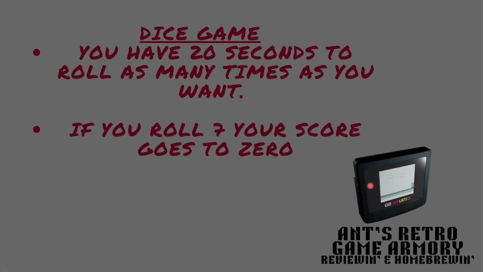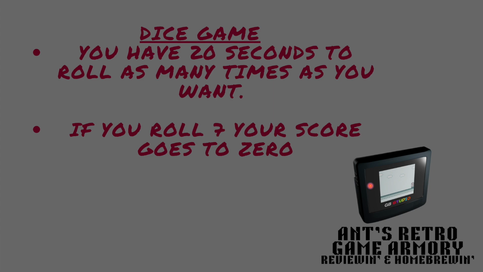So I real quickly wanted to explain the game before we hop into GB Studio. The game is very simple. We're going to roll 2 dice, and you're going to be able to roll as many times as you want in 20 seconds to try to beat your opposing player. The catch is, though, if the sum of your dice equals 7, your score will go back to 0.